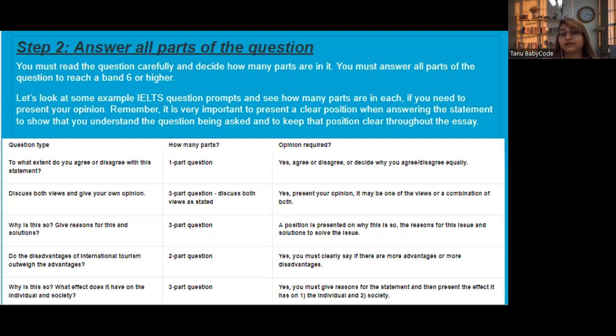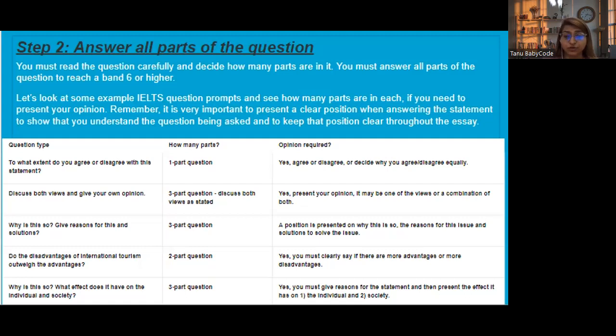Now let's look at some of the IELTS question prompts, and you will see how many parts are in each. If you need to present your opinion, remember it is very important to present a clear position when you are answering the statement, to show that you understand the question being asked, and to keep that position clear throughout the complete essay. Okay, now the question type is: to what extent do you agree or disagree with the statement?